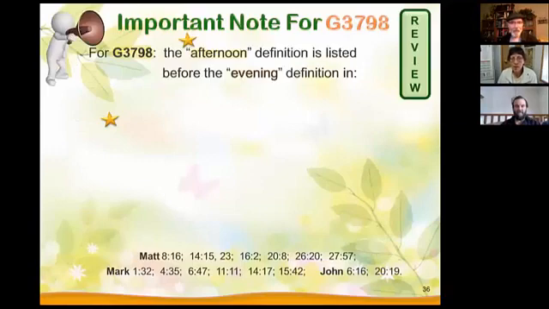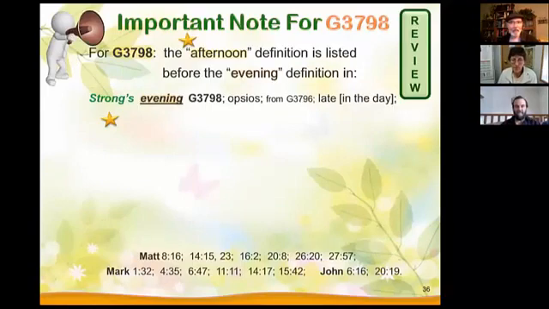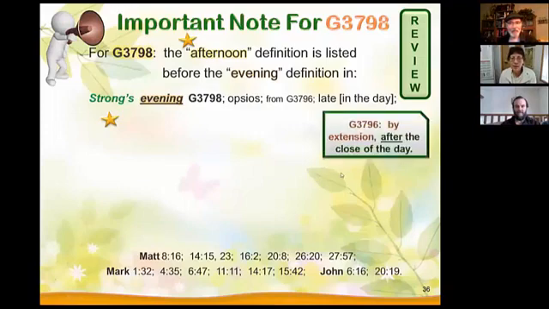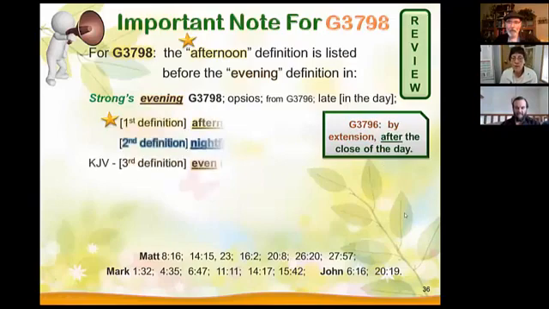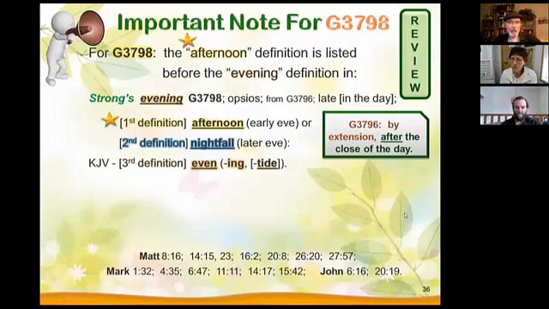There's a really important note for 3798. I'm doing a review here just so that you remember. 3798, the afternoon definition is listed way before the evening definition. It says it's from 3796, late in the day, and by extension, after the close of the day, okay? It's coming from that root word. First definition was afternoon. That still puzzles me, everyone. The second one was nightfall. That puzzles me even more. And finally, the third definition was even, evening, or eventide.